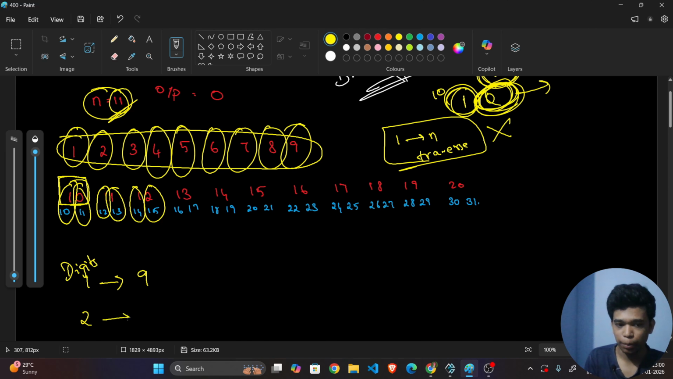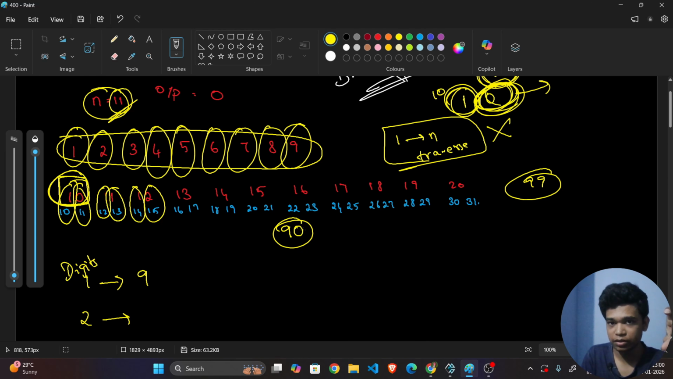Now for 2-digit numbers, how many different numbers will there be? It will start from 10 going up to 99, which means I have 90 different numbers of 2 digits, which means 90 into 2, which is equal to 180. So totally 180 digits will be there. Can you understand this? Totally 180 digits are there.